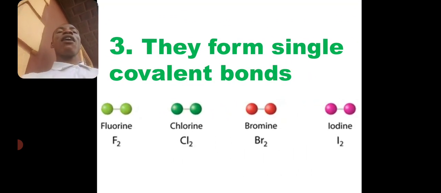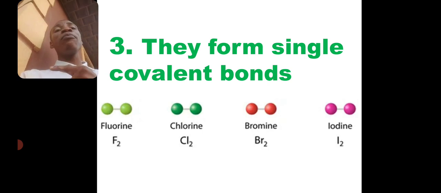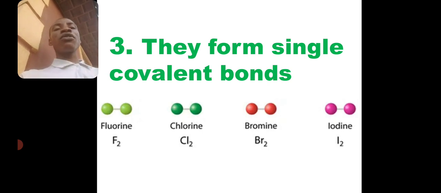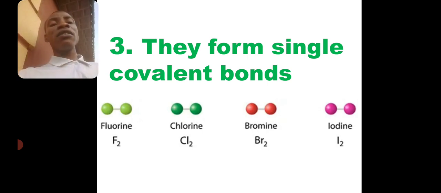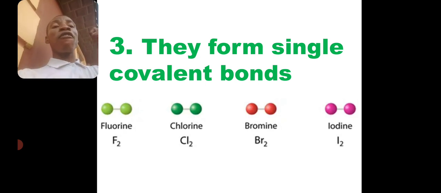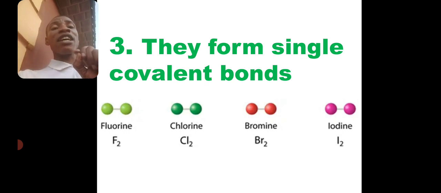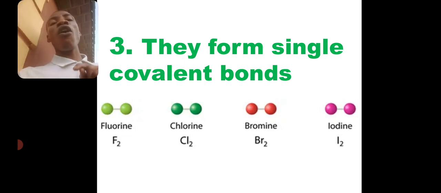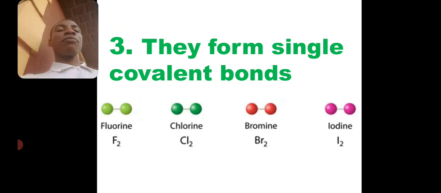Number 3, halogens form single covalent bonds. Since they are in group 7, they have a valency of 1, and your valency determines the number of bonds that you can form. So they can only form a single covalent bond with each other, with themselves, and with atoms of other elements.